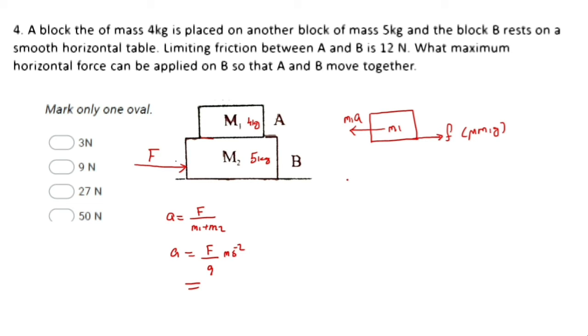So what is the pseudo force acting on M1 here? We can write F pseudo force is equal to M1A, that is equal to M1 means what? 4 kilogram, right? 4 into the common acceleration, which is F divided by 9. So we can write 4F divided by 9 Newton is the pseudo force. Now you can see here block A moves together with B. That's what the question is talking about. Both A and B move together.